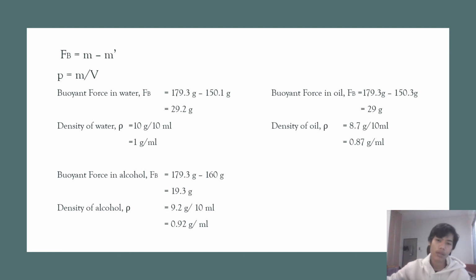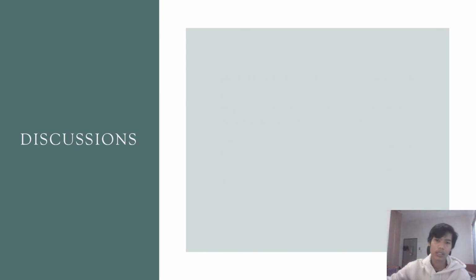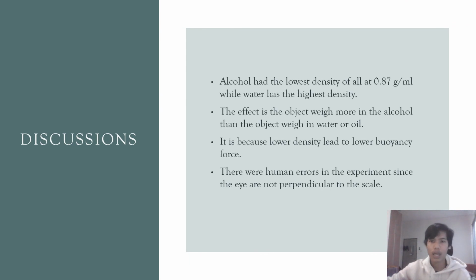Our discussions. Alcohol had the lowest density of all at 0.87 gram per milliliter, while water has the highest density. Now, the effect is that the object weighs more in the alcohol than in the water or oil. This is because lower density leads to lower buoyancy force.